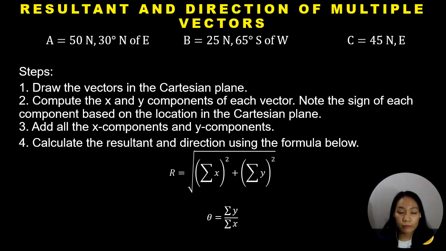In doing the component method, we simply follow the four steps. First is to draw the vectors in the Cartesian plane, compute the x and y components of each vector. Note that also the sign of each component based on the location in the Cartesian plane applies. Third, add all the x and y components. And lastly, calculate the resultant and direction using the formula below. If you look at the formula, it is similar to the Pythagorean theorem that we used in our previous discussion.